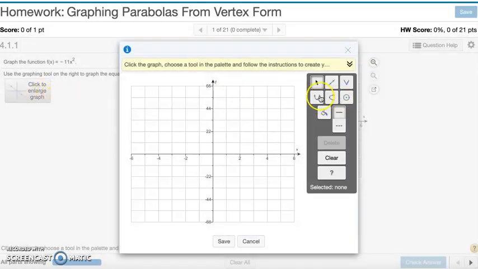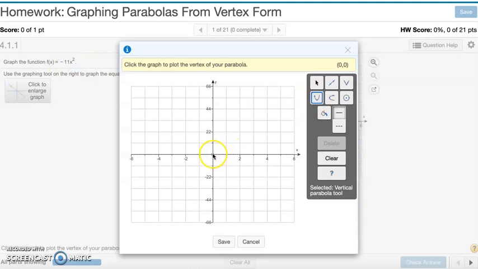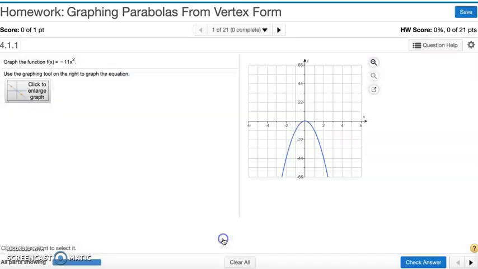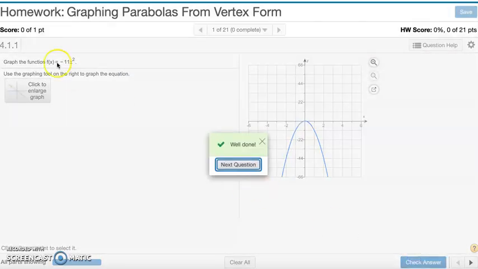So I'm going to click the parabola. It's a negative, so that means it's opening downward. So I'm going to start at 0, 0. Now I'm going to also substitute in 1 for x. So 1 squared is 1, times negative 11 is negative 11. So that is halfway between 0 and negative 22. So 1 and negative 11. Click Save, check answer, and that's number 1.